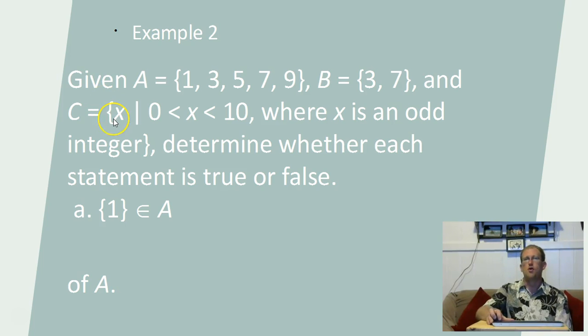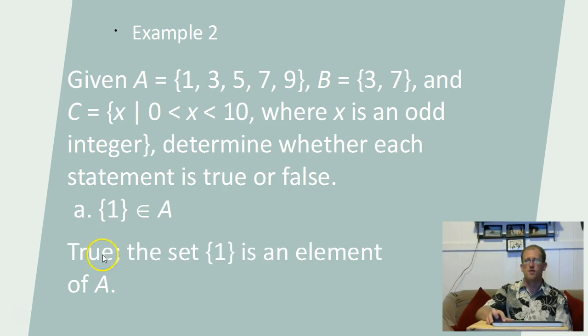All right. So let's determine if the following statements are true or false. Is the set 1 an element of A? Well, if you look at A, here's 1. Here's A. 1 is a part of A. So yes, true. The set 1 is an element of A.